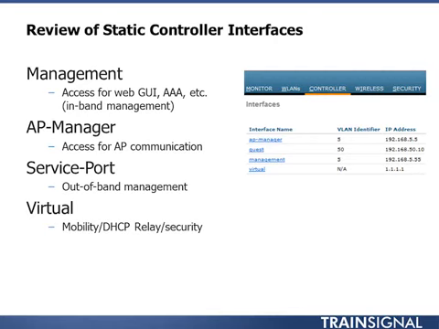The virtual interface. Now this one, most of the time people give it a number of 1.1.1.1. That IP address does not need to be routable, right? So it's like a virtual IP address that you give it, and is relevant because you need it to be the same across multiple controllers if you're going to roam between those controllers.